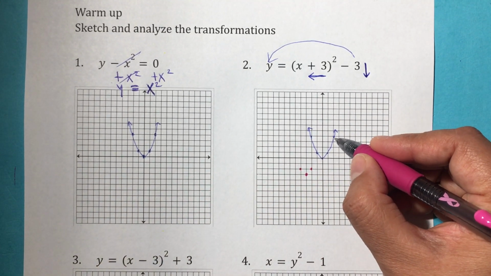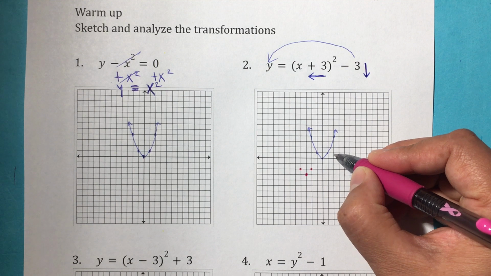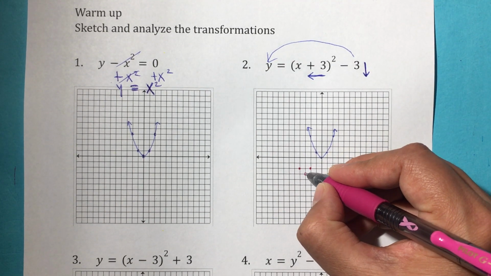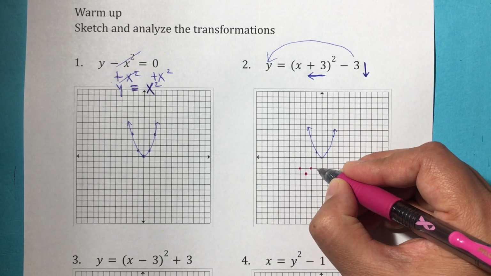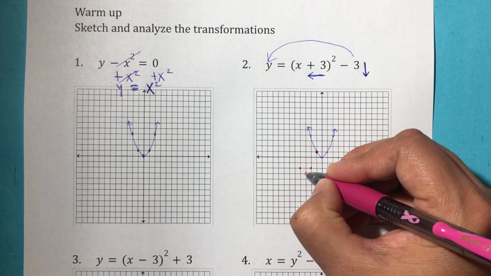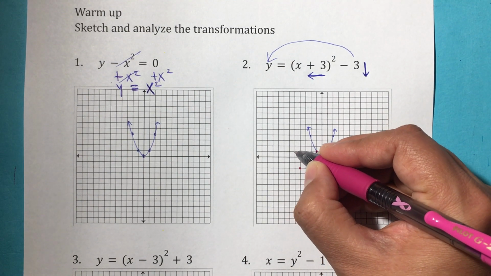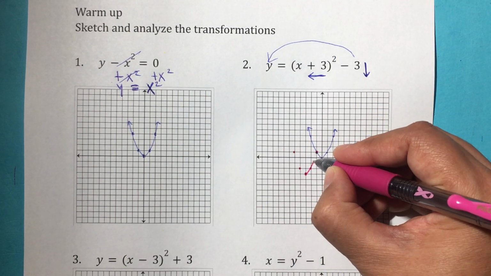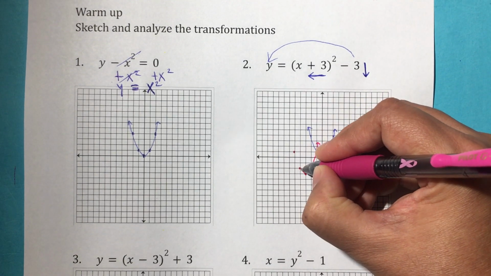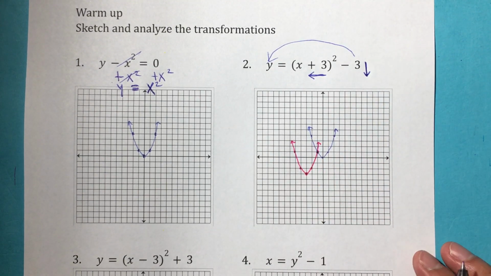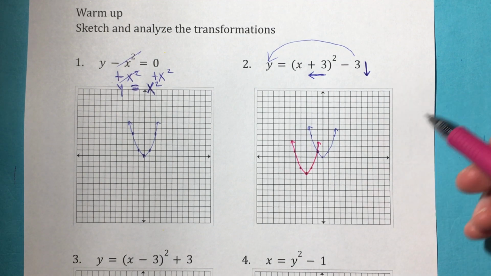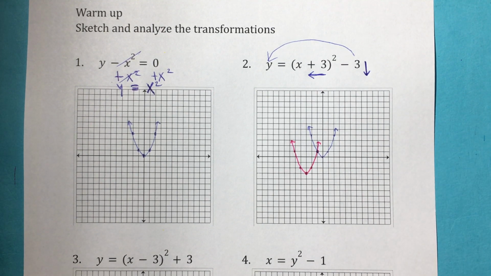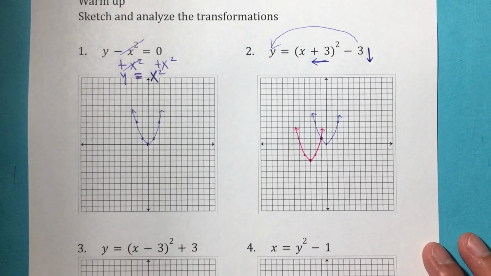And then for this point, it was 2 spaces and then 4. So the same thing from the vertex, 2 spaces and 4 right there, 2 spaces and 4 right there. So that's just sketching without plotting points. Now it's just doing the transformation, okay?